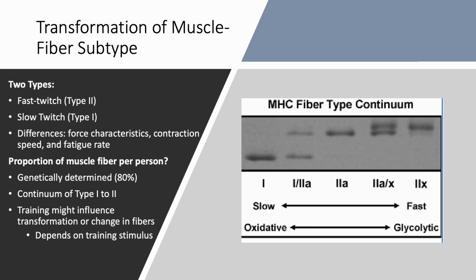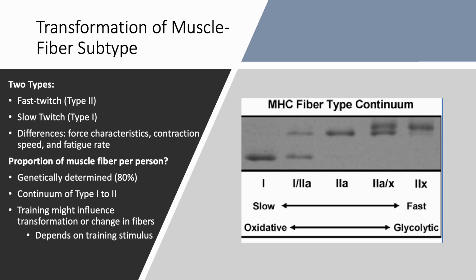On the previous slide, it discussed the transformation of muscle fiber subtypes. We have 2 types of muscle fiber for skeletal muscle: fast twitch, known as type 2, and slow twitch, known as type 1. The differences between the slow and the fast are force characteristics, the ability to produce a great amount of force or simply a submaximal amount of force, how quickly we can produce that force, so the velocity, and the fatigue rate, how quickly do our muscles fatigue, or are they fatigue resistant?